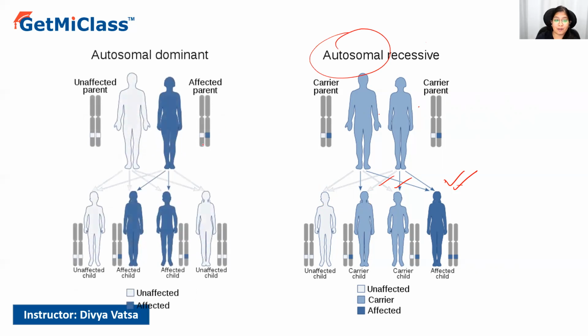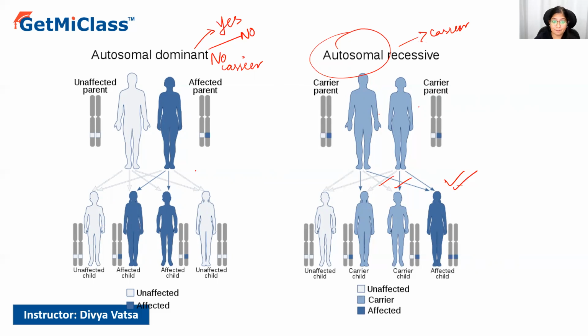But if we talk about the dominant case, we will see that there are basically no carriers over here. Either the disease will be present, yes or no. There is no carrier here. But in the previous case, you saw that the carriers were present. So either the child is going to be unaffected or he or she is going to be affected. So this is about the autosomal case, and it can happen to any sex.